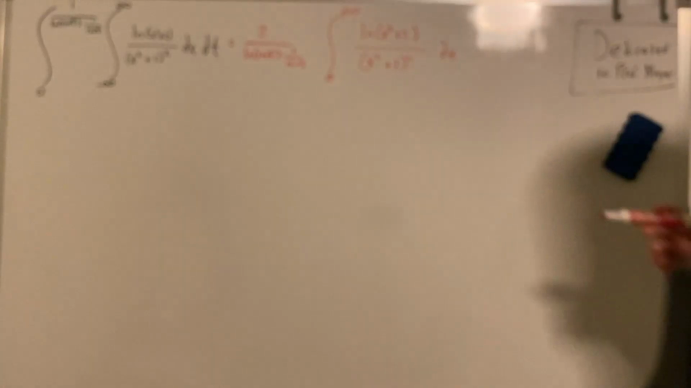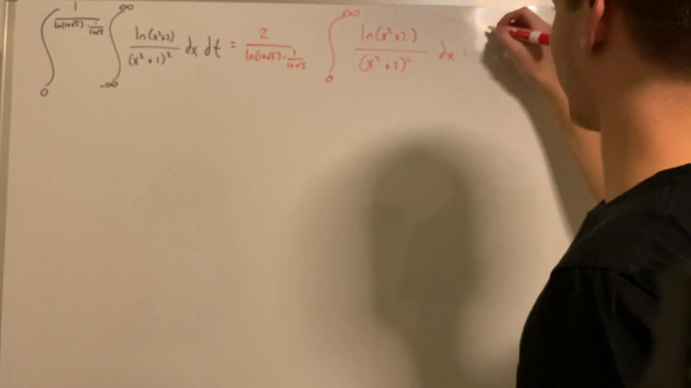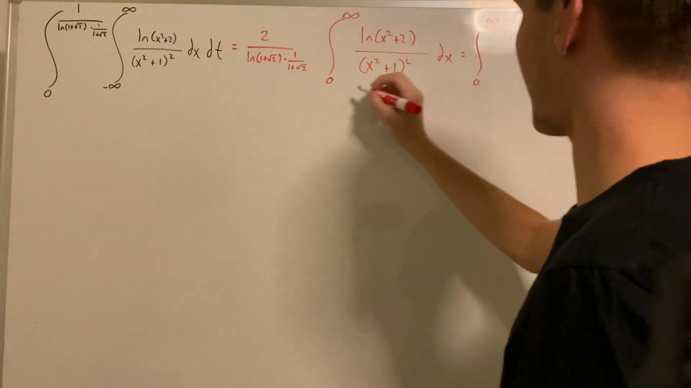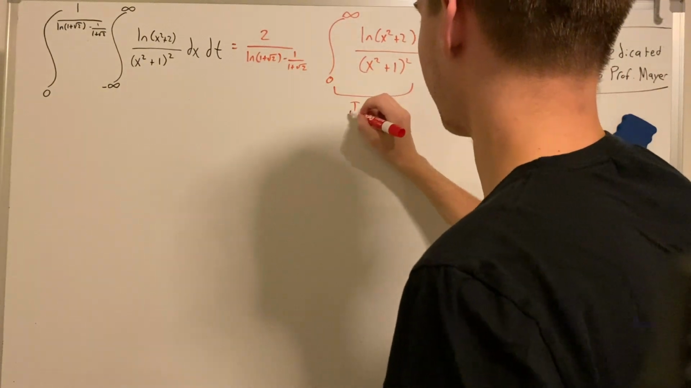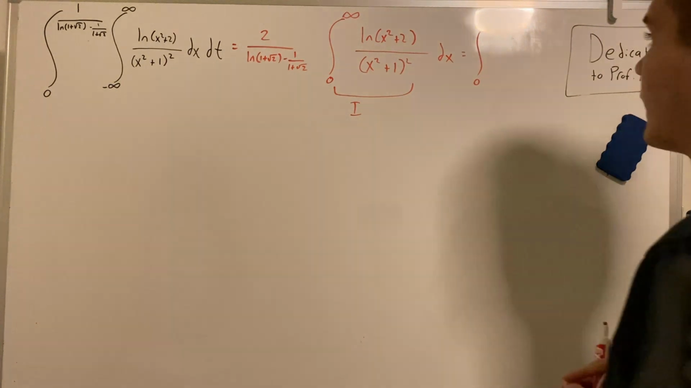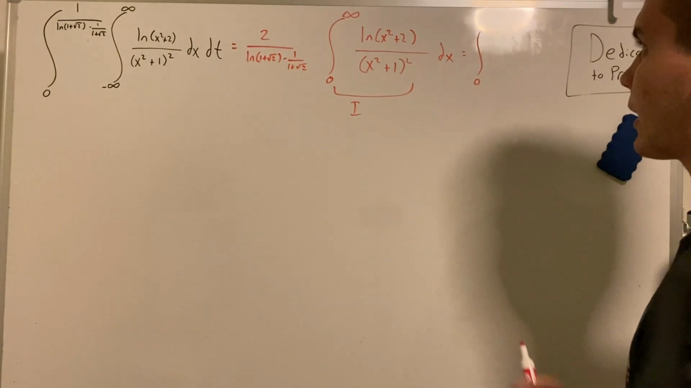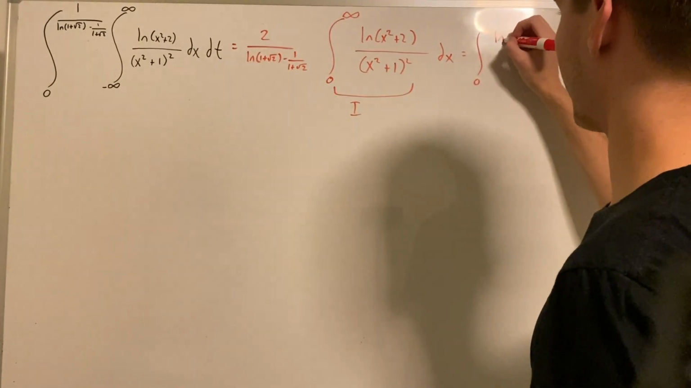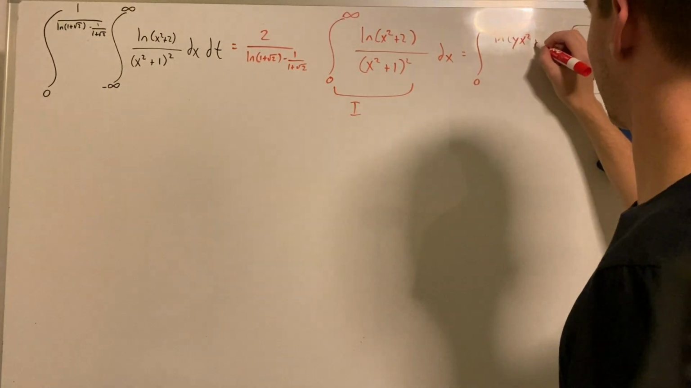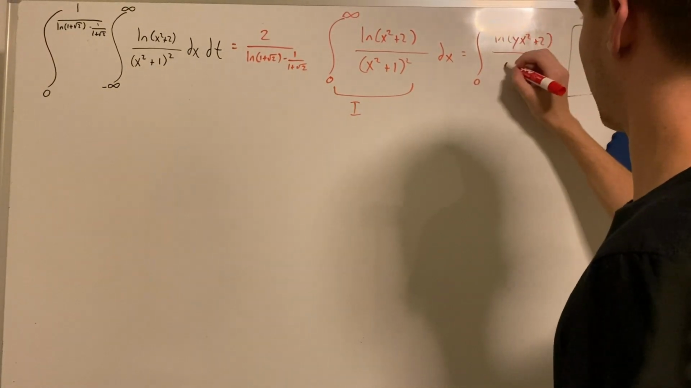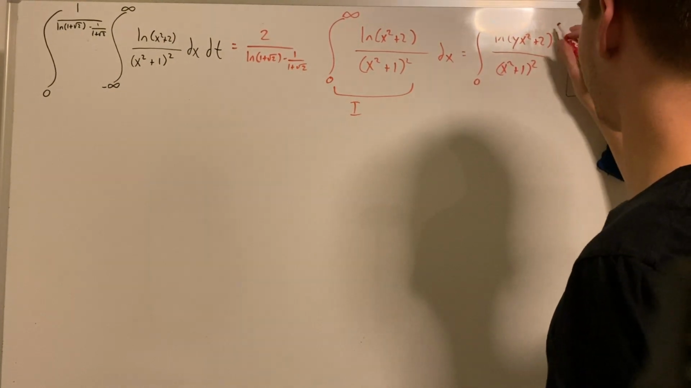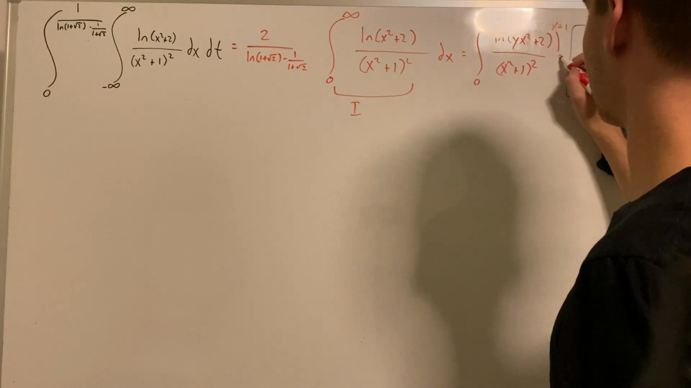Okay, now, first thing I'd like to do is insert a new variable. I'm going to call this I, by the way, just so that I don't have to keep writing this nasty coefficient. Okay, so I'm going to stick in a new variable called y right here. You'll see y in a moment. I'm going to evaluate it from y equals 1 to 0.